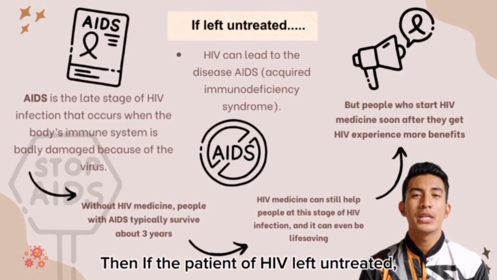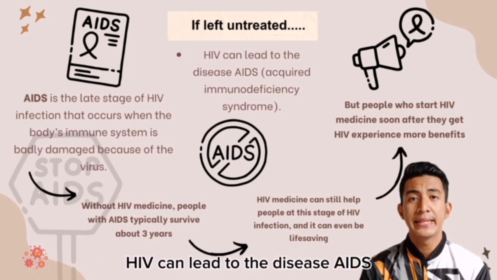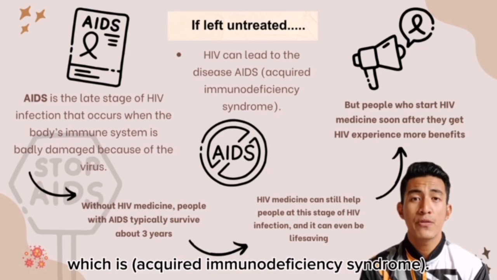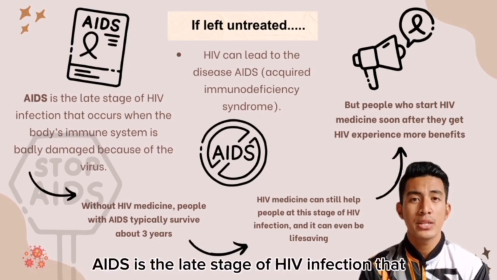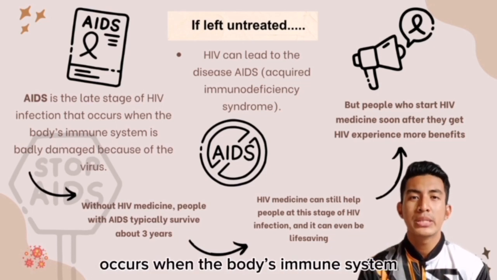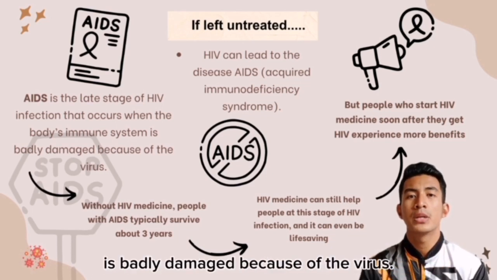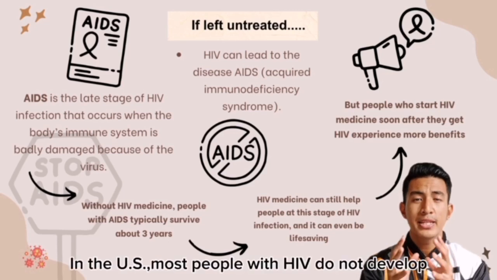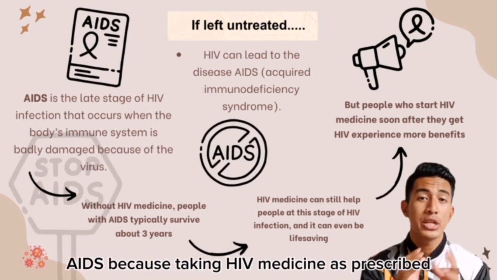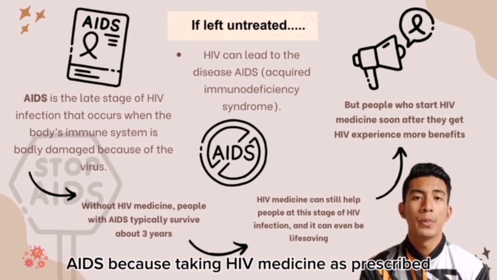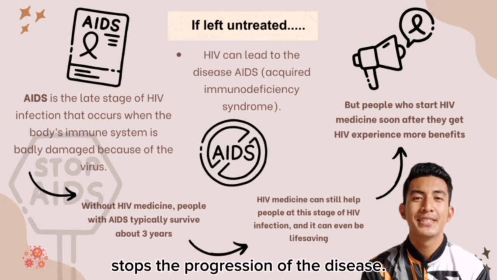Then, if HIV lasts untreated, HIV can lead to the disease AIDS, which is acquired immunodeficiency syndrome. AIDS is the late stage of HIV infection that occurs when the body's immune system is badly damaged because of the virus. In the US, most people with HIV do not develop AIDS because taking HIV medicine as prescribed stops the progression of the disease.